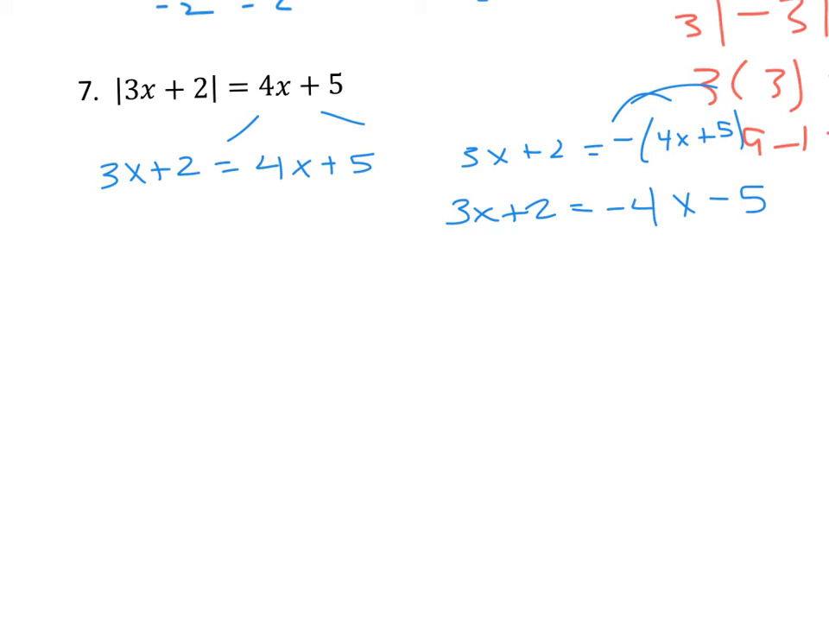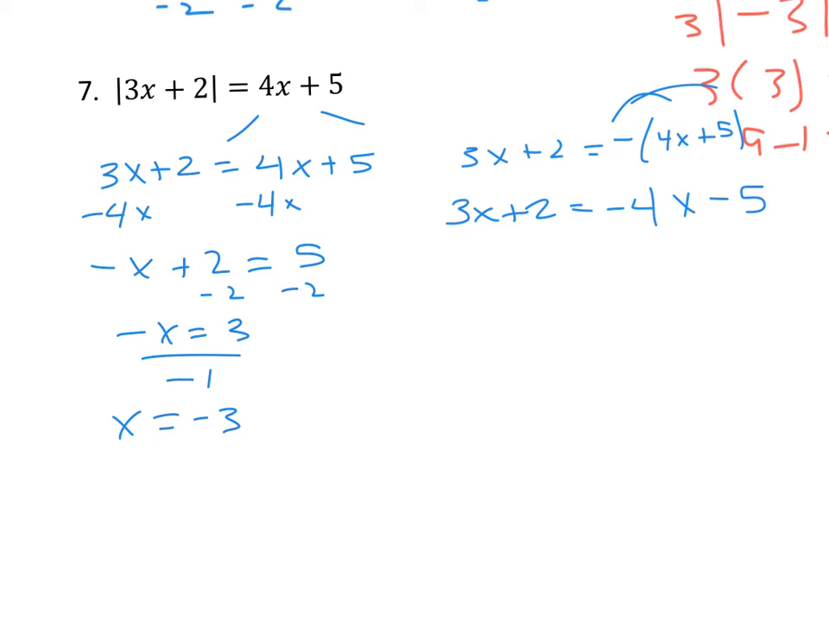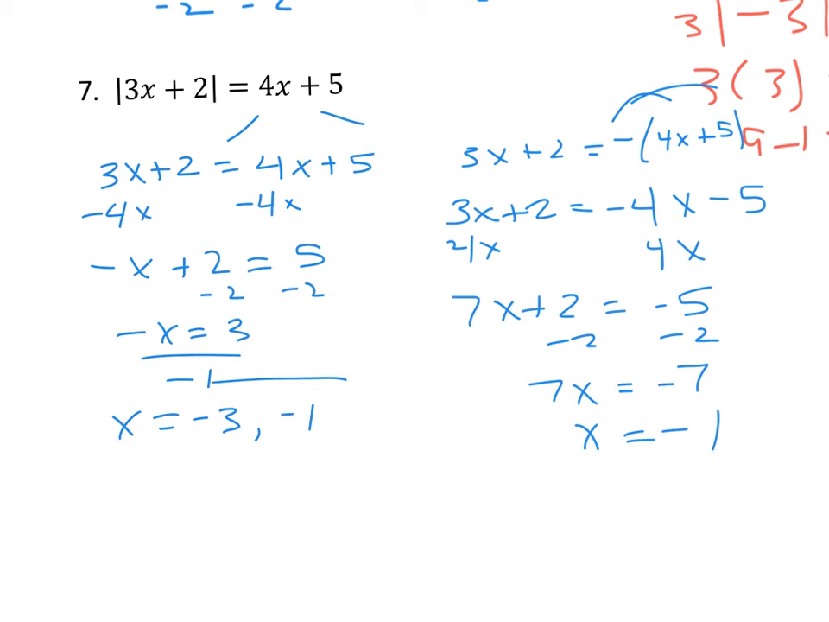Okay, so now I've got to solve for x. Let's just go ahead and move the right one to the left. So you get negative 4x. Oh, let's go back. That's not right. You get negative x plus 2 equals 5. Subtract 2, I get negative x equals 3. Divide by negative 1, I get x is negative 3. We're going to still move the one on the right over, so I'm going to add 4x, and I'm going to subtract 2, so I get 7x equals negative 7. x is negative 1. Okay, so I need to check.